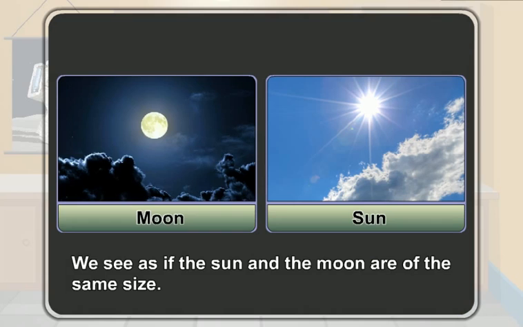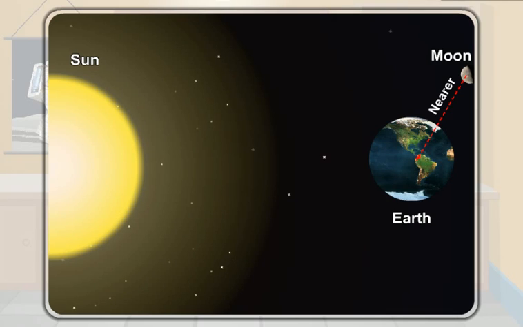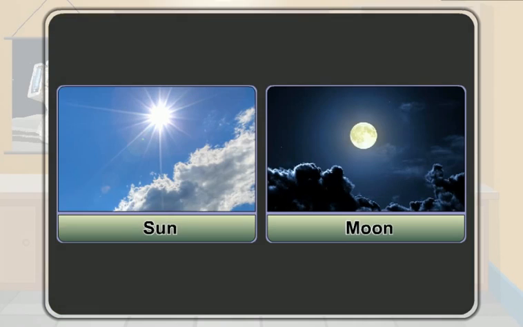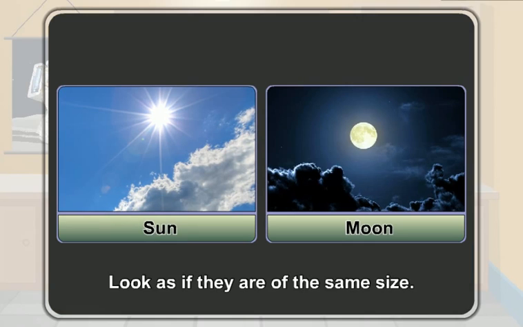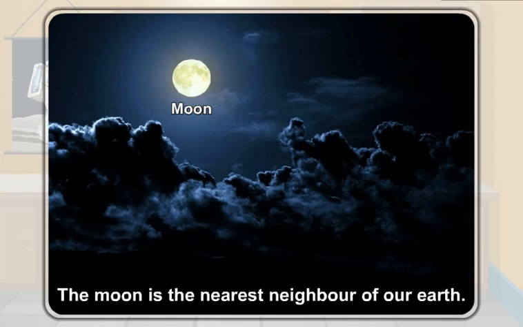Have you ever wondered why this is so? The moon is nearer to the earth than the sun. So, the sun and the moon look as if they are of the same size. The moon is the nearest neighbor of our earth.